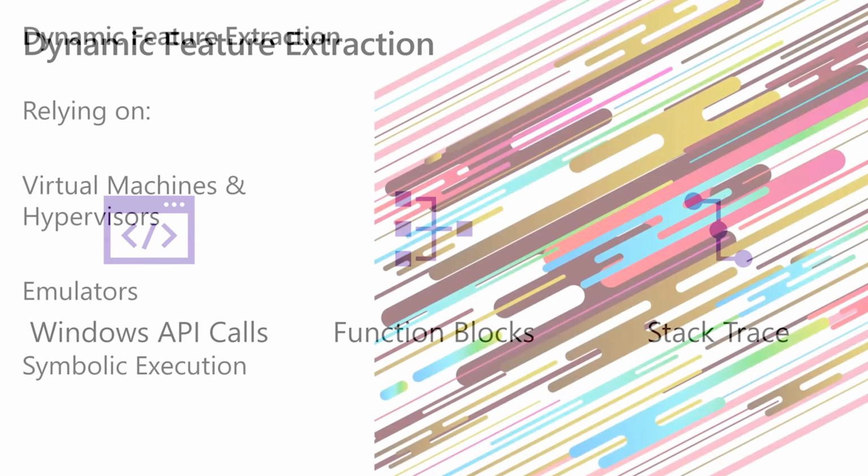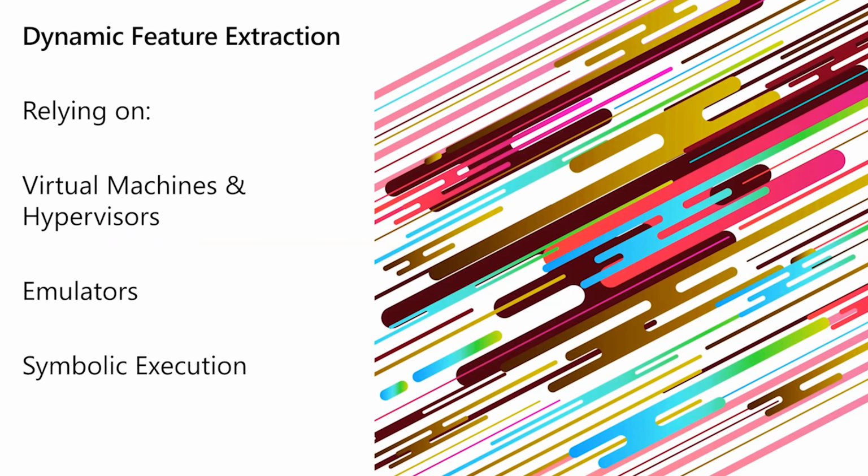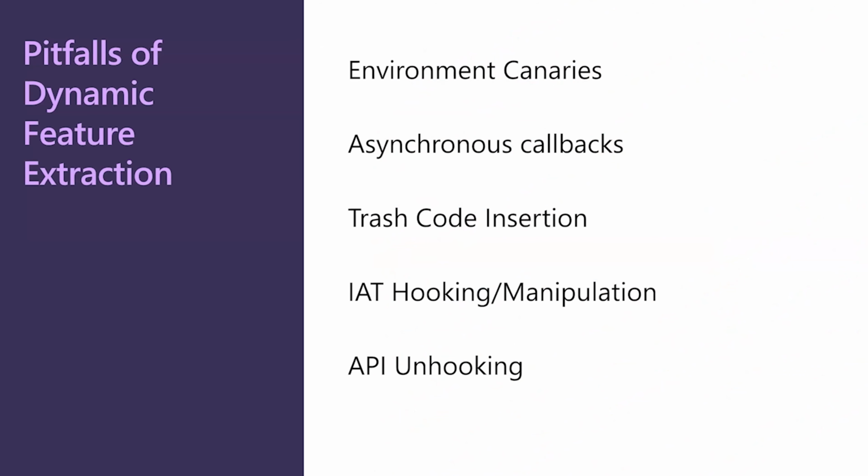So let's talk about those pitfalls. Or actually, how do you extract them? We are limited to virtual machines or hypervisors, emulators, and symbolic execution. There are pain points with those systems as well, so let's talk about those. The first one is environment canaries, and this is pretty common, and I'll explain that in the next slide. There are asynchronous callbacks, trash code insertion again, which is a little bit different, import address table hooking and manipulation, and API unhooking. That one is fun. I haven't seen too much of it, but it happens.